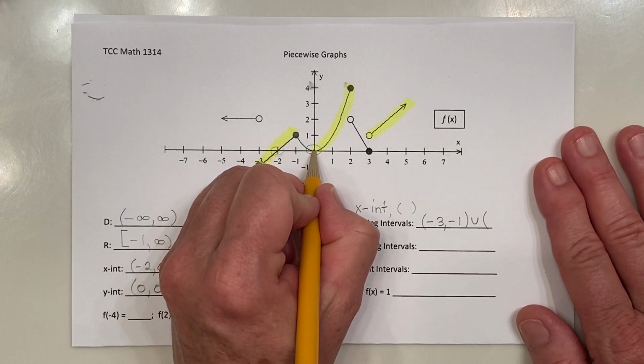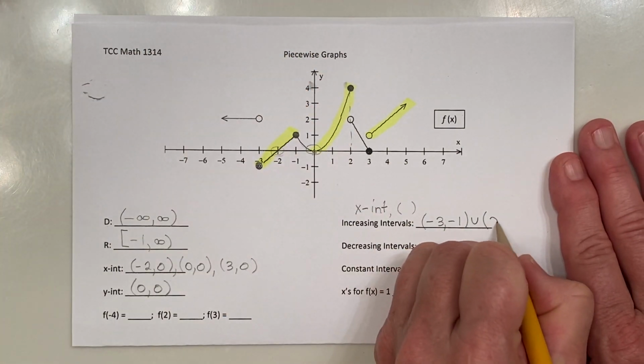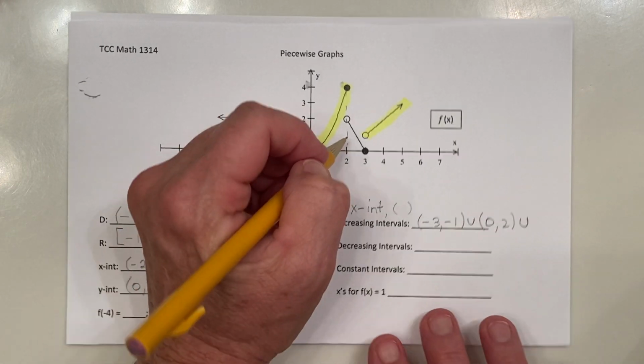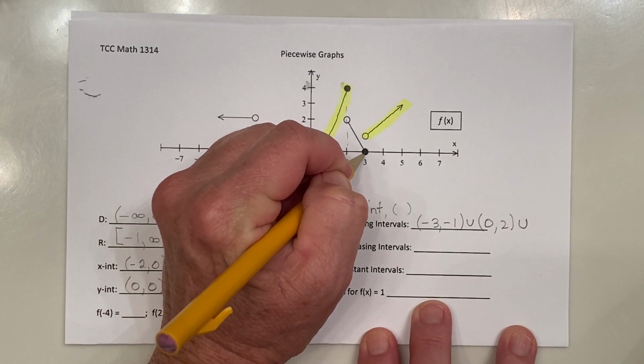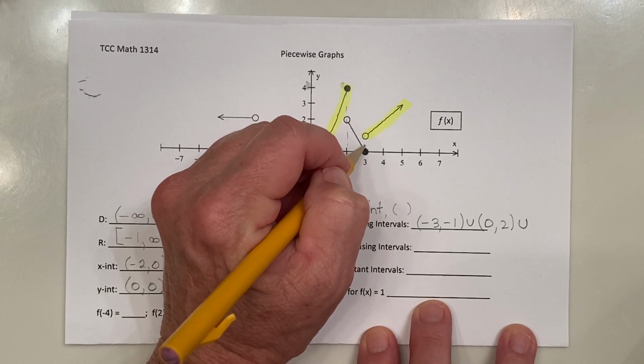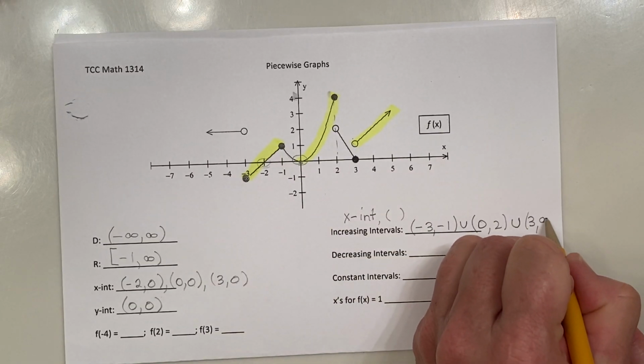The graph increases from this x coordinate of 0, if you bring this to the x-axis, to x equals 2. The graph is also increasing from right here, x equals 3, and we're going to put a parenthesis on it anyway, and then it just continues increasing to infinity.